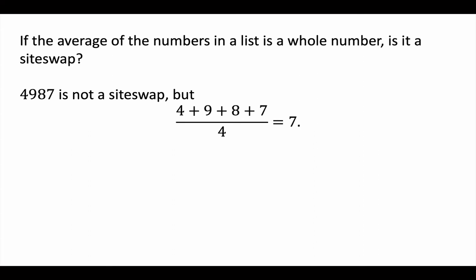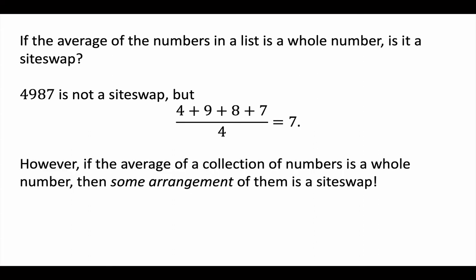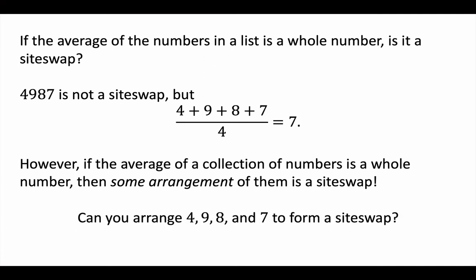Now, all is not lost. If you have a collection of numbers whose average is equal to a whole number, some arrangement of them will be a siteswap. So I have a little puzzle for you. I'll give you the answer to this puzzle before I give the proof of the average theorem. Can you arrange 4, 9, 8, and 7 to form a siteswap? There are multiple answers. It's a doable thing. It won't take you too long to find it.